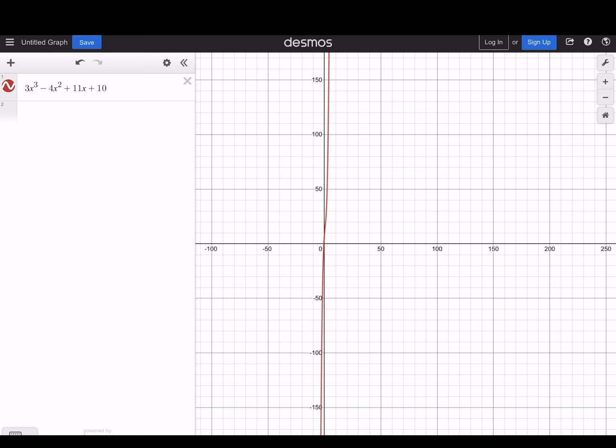So in this lesson, we've discussed the zeros of polynomial functions, how to use synthetic division to find those, the rational zero theorem, the factor theorem, and the remainder theorem. And that concludes section 5.5.